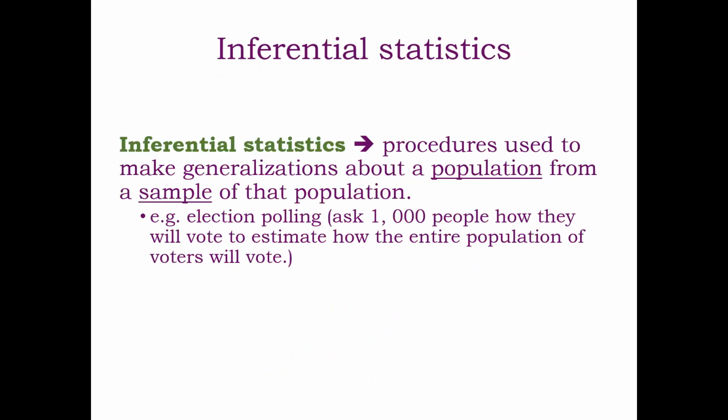Moving on, just as a review, the definition of inferential statistics: procedures used to make generalizations about a population from a sample of that population. We've talked a lot about election polling. We have an election coming up next year. They'll ask 1,000 people how they will vote, and then they'll say the vote is going to go this way. You see this all the time. We're going to use it for hypothesis testing. We're going to start with Z next week, and then t-tests, and then ANOVA and so forth.